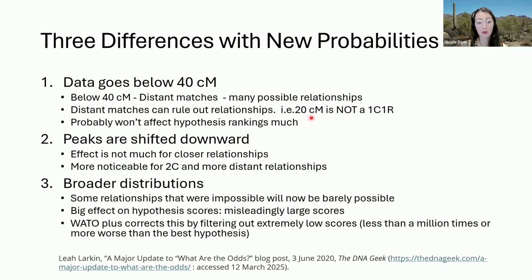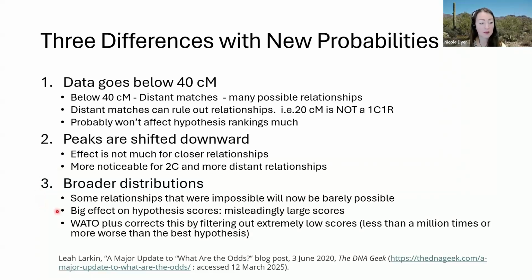So for example, a 20 centimorgan match is going to rule out the possibility of those people being a first cousin once removed because it's too low. Another difference is that the peaks are shifted downward in some relationship groups, and the effect is not that much for closer relationships, but it is more noticeable for the second cousin and more distant relationships. And then broader distributions, and this one has the biggest effect on WATO.